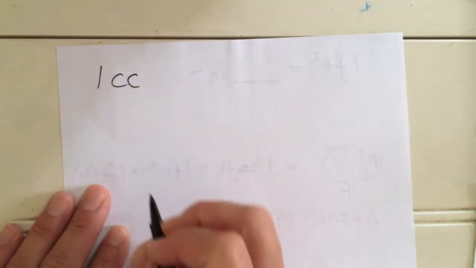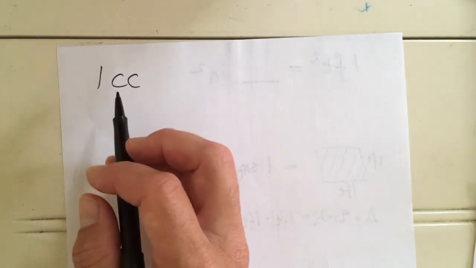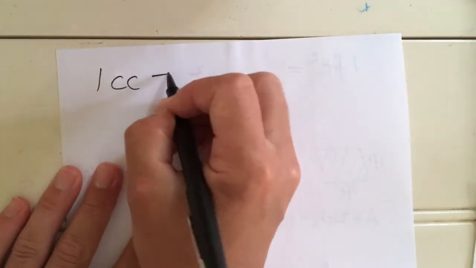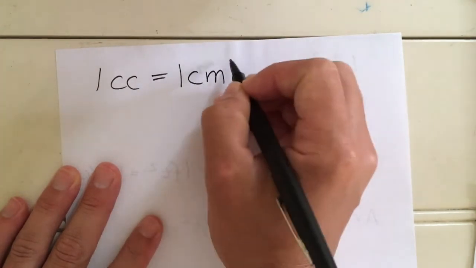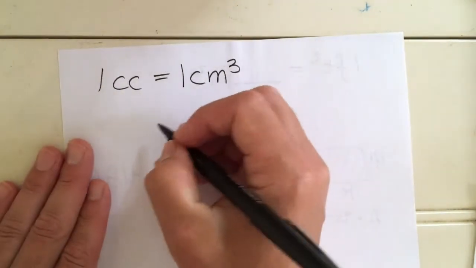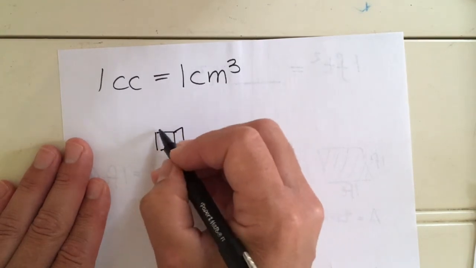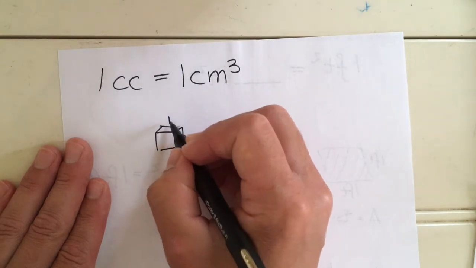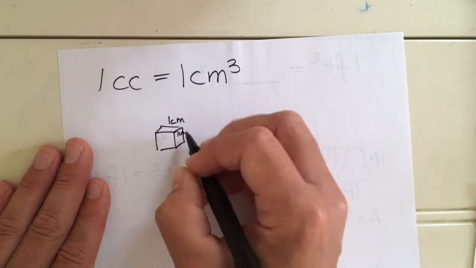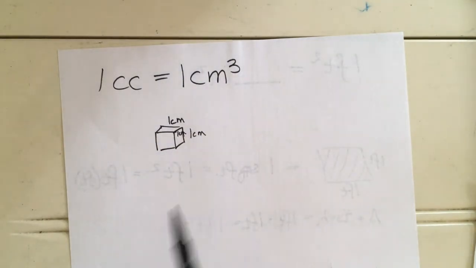So sometimes this is written as a cc, a cubic centimeter. Maybe you've watched a health show or been to the doctor's and heard them say cc. A cc is a cubic centimeter, which is equal to a centimeter cubed. That would be a cube that looked like this, 1 centimeter on each of its sides, so here, here, and here as well with the height. So that would be a cubic centimeter.